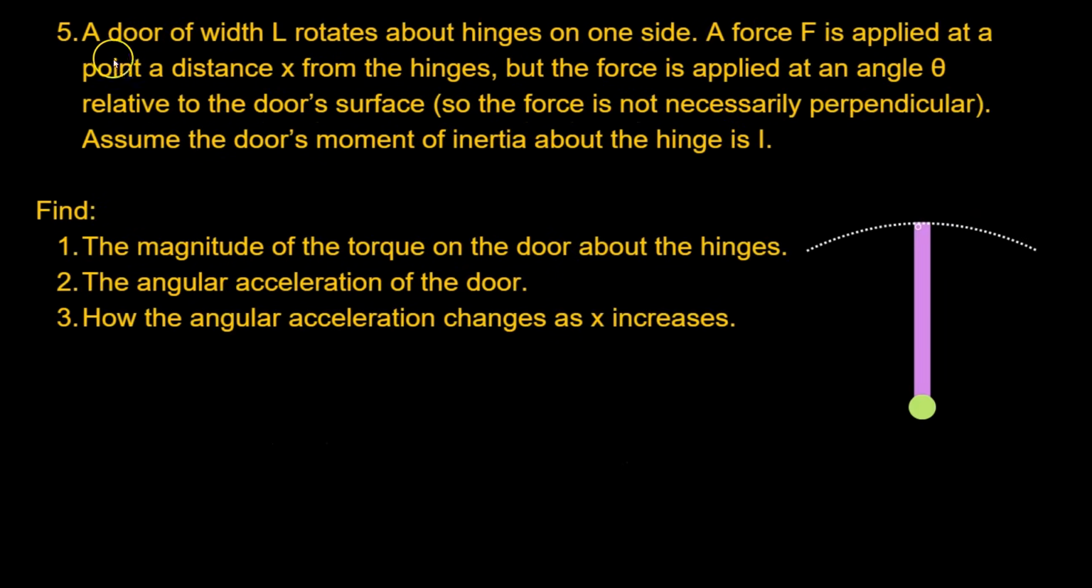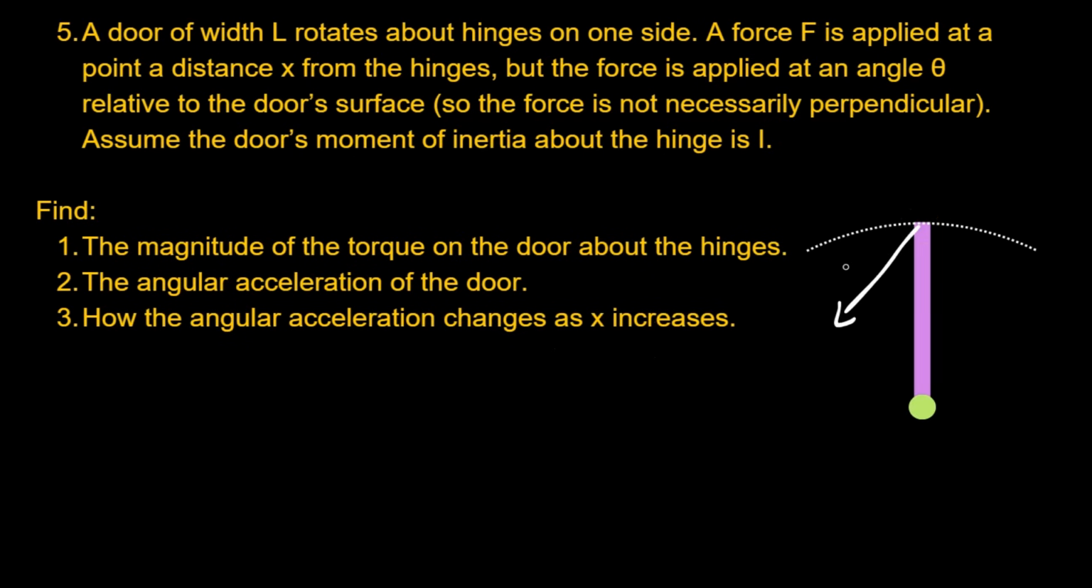Question 5. A door of width L rotates about hinges on one side. A force F is applied at a point a distance x from the hinges, but the force is applied at an angle theta relative to the door's surface, so the force is not necessarily perpendicular. Assume that the door's moment of inertia about the hinge is I. Find the magnitude of the torque on the door about the hinges, the angular acceleration of the door, and how the angular acceleration changes as x increases.